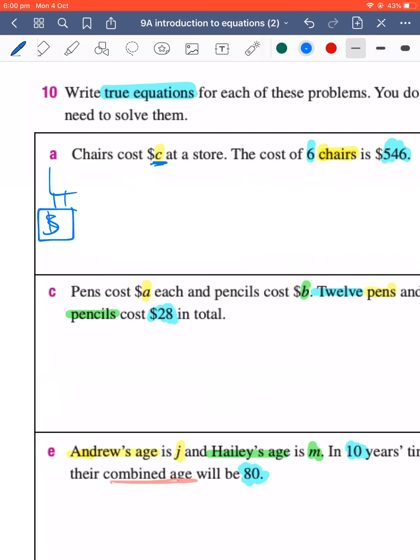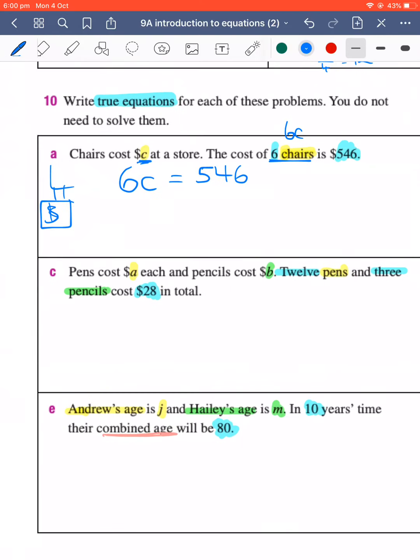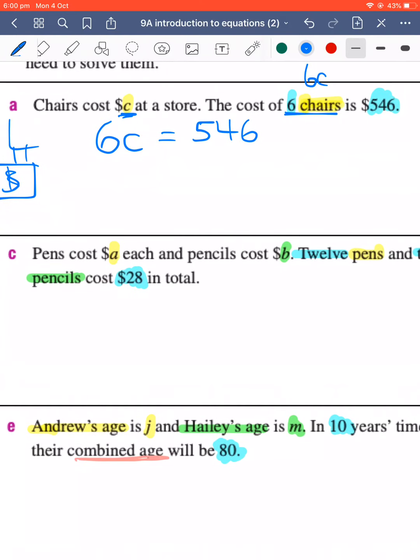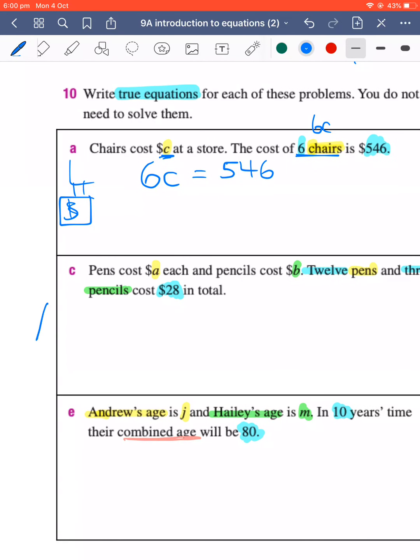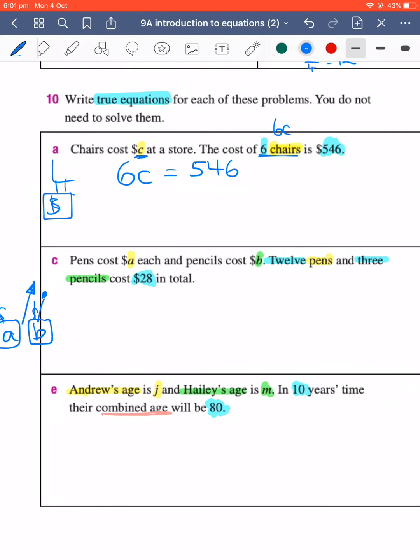So 6 chairs, which is what this says, 6 chairs, is equal to 546. Simple as that. Not asking for too much, but you've got to break it down and see what it's asking you to do. Next one, we have our pens and we have our pencils. So this is going to be my pen, this is going to be my pencil. Of course they look like those. So my pens cost $A and my pencils cost $B. I don't know how much they cost. Their price tags, we don't particularly know, but we know how much things cost overall.